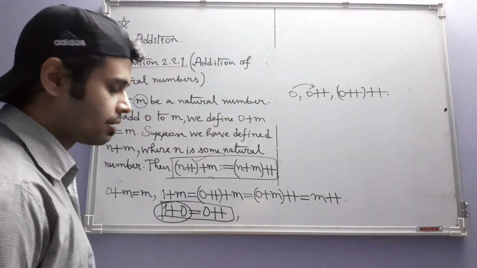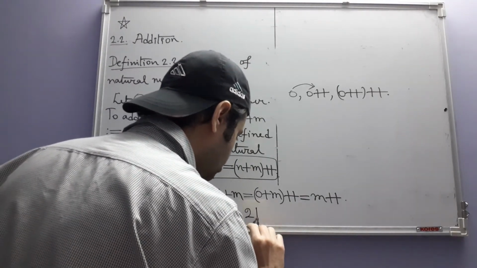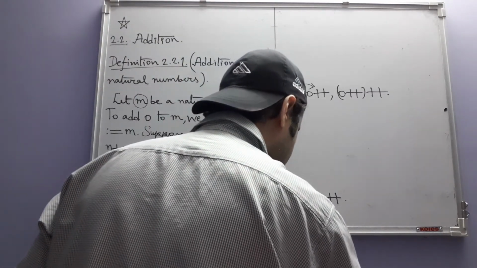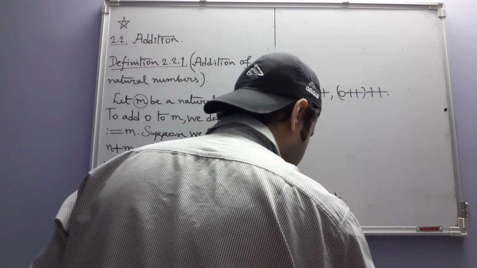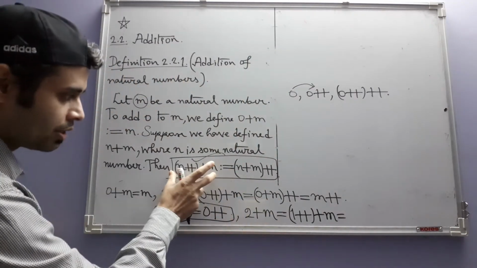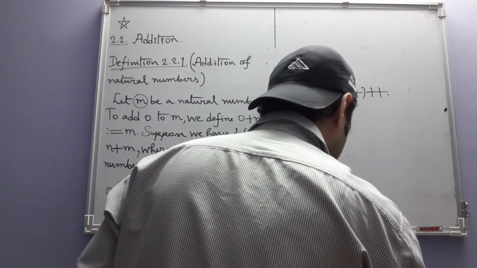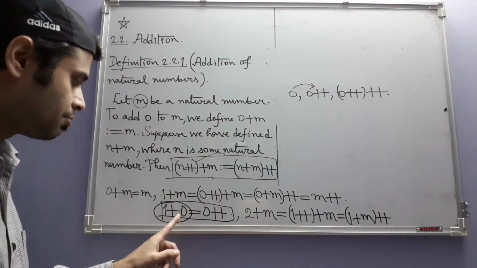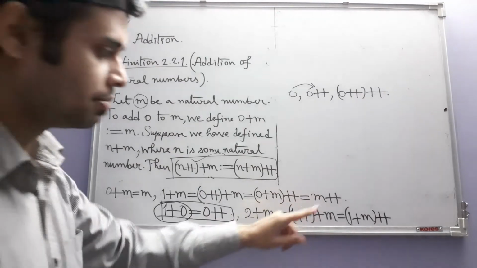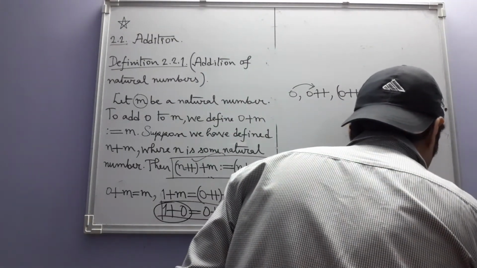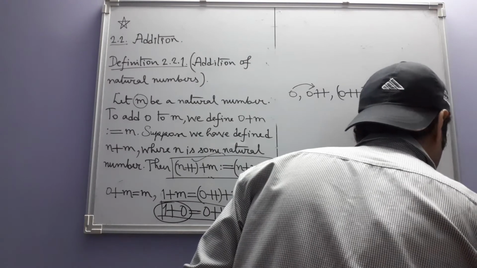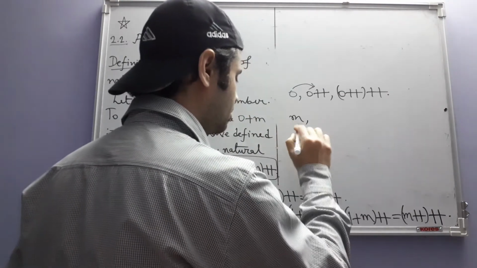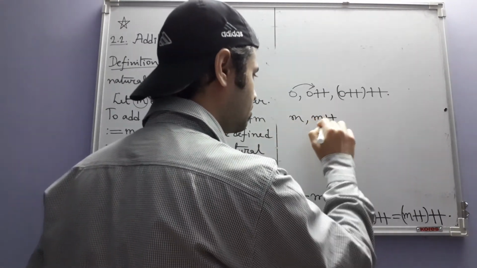Let's calculate one more. What is 2 + m? 2 + m is, 2 is the successor of 1, so (1 + m)++. So proceeding in the same way using this definition here, I get (1 + m)++. But what is 1 + m? 1 + m is the successor of m. So this is the successor of m and its successor. So it's matching. You see, 1 + m is the successor of m.